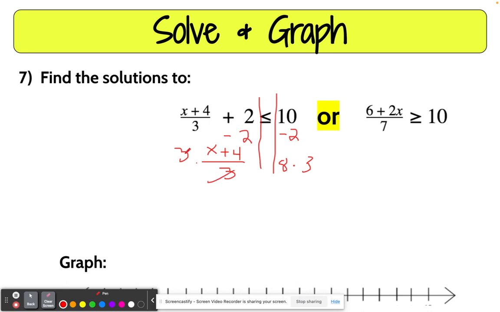This cancels out, and I'm left with x plus 4 on the left and 24 on the right. Extend my lines a little bit. One last step, I need to subtract 4 from both sides. Again, I'm not multiplying or dividing by any negative number, so I do not need to flip my signs. My x has to be less than or equal to 20.